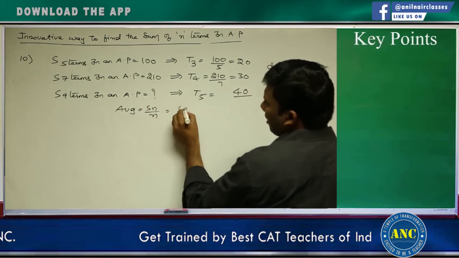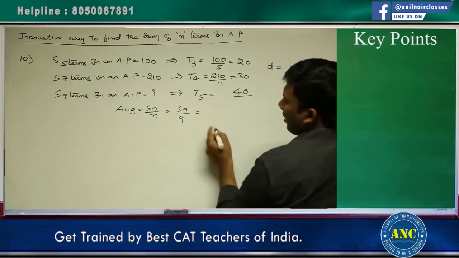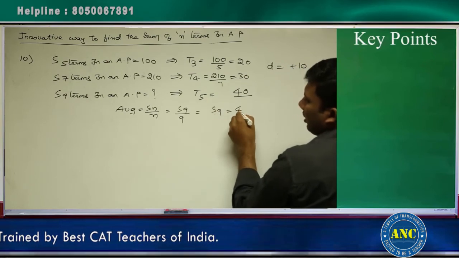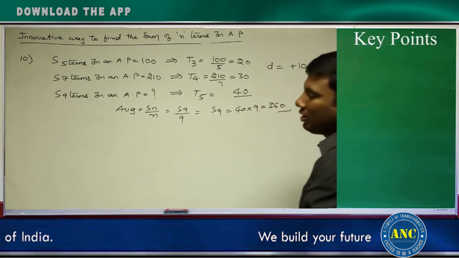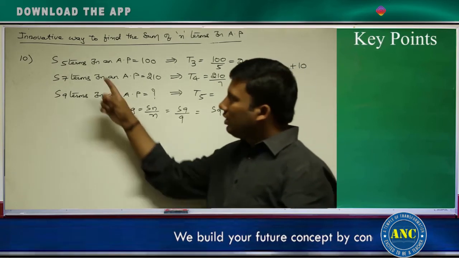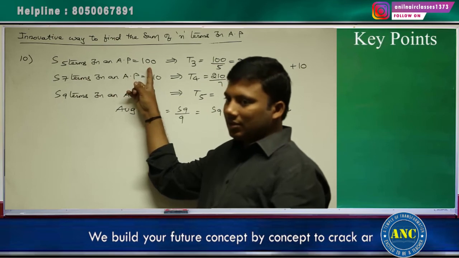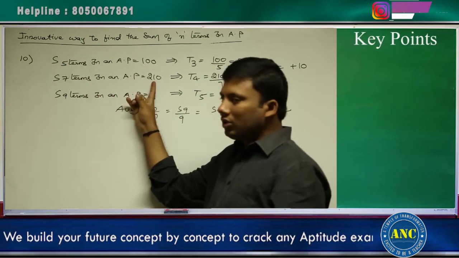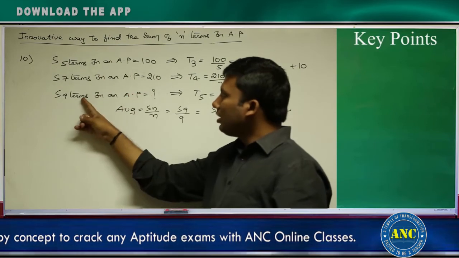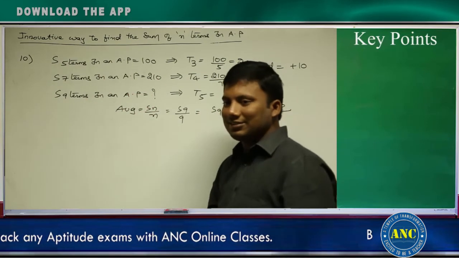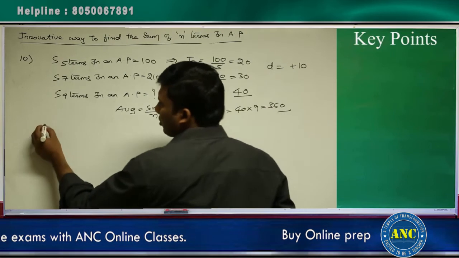So it is S9 by 9. S9 is equivalent to 40 into 9, which is 360. Or in other words, you can directly solve: 5 20s are 100, 7 30s are 210, 9 40s are 360. Try to solve this question orally.